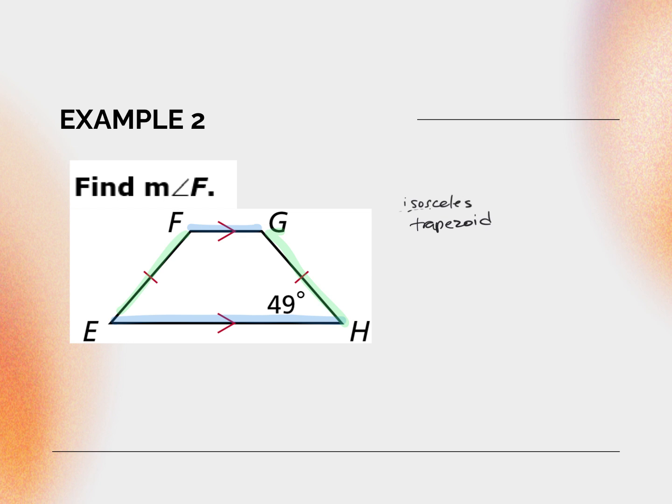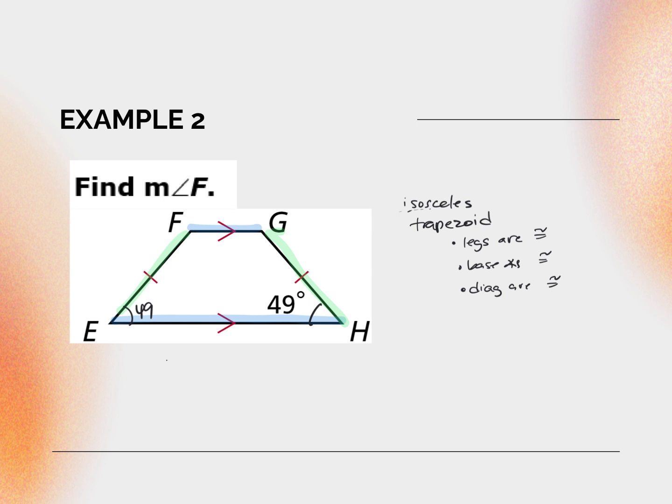Isosceles trapezoid. And so again, I know that it's isosceles, which means, right, I know that my legs are congruent. I know that my base angles are congruent. And I know that my diagonals are congruent. And so again, I come over to this problem. They tell me that my base angle H is 49, so I know E is 49.